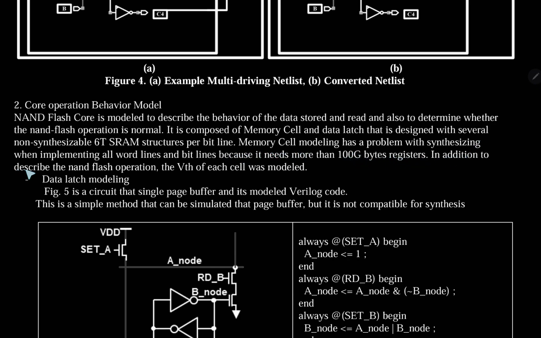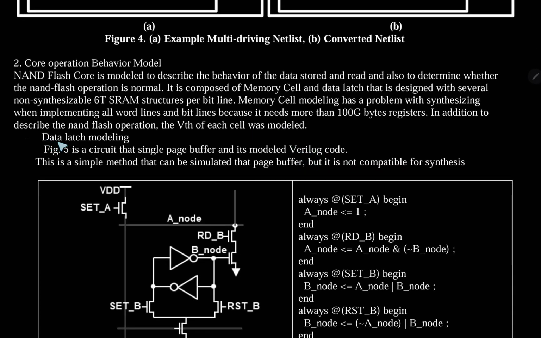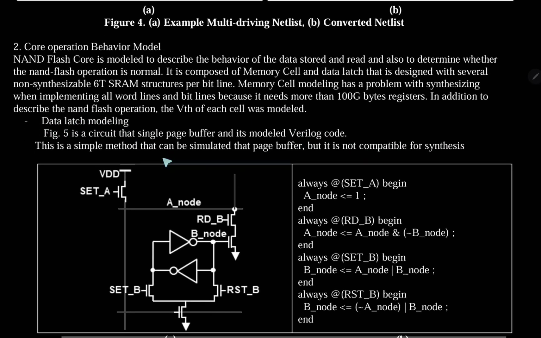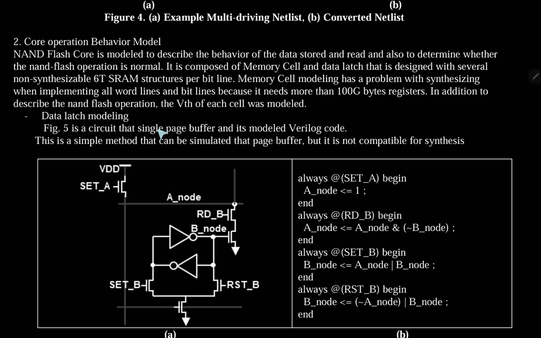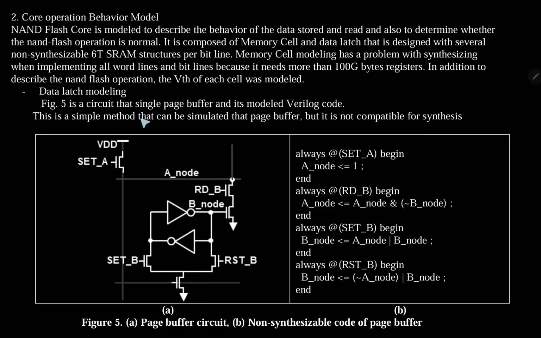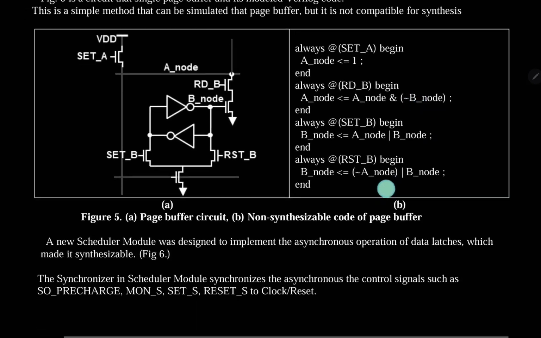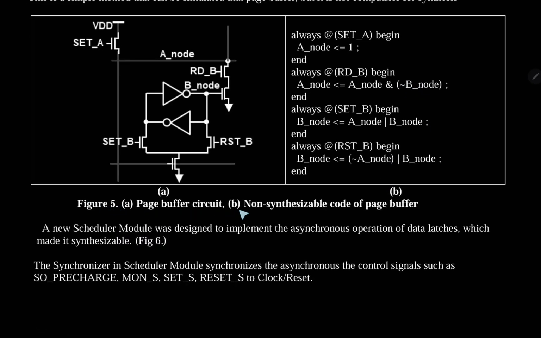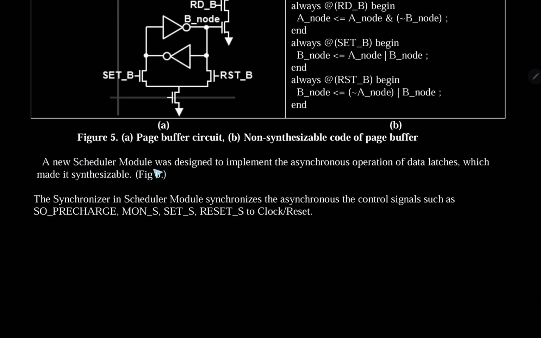In addition, to describe the NAND flash operation, the width of each cell was modeled. So the data latch model. Figure 5 is a circuit of a single page buffer and its Verilog code model. This is a simple method that can be simulated for a page buffer, so it is not compatible with synthesis. Figure 5 is the page buffer circuit and the non-synthesizable code of the page buffer. A new scheduler module was designed to implement the asynchronous operation of data latches, which made it synthesizable.